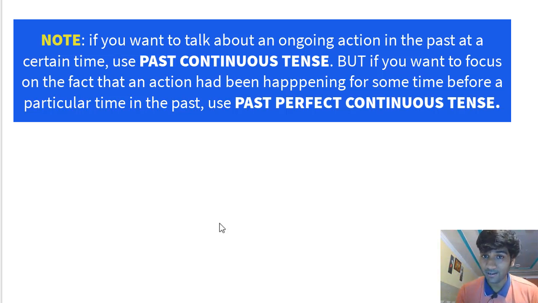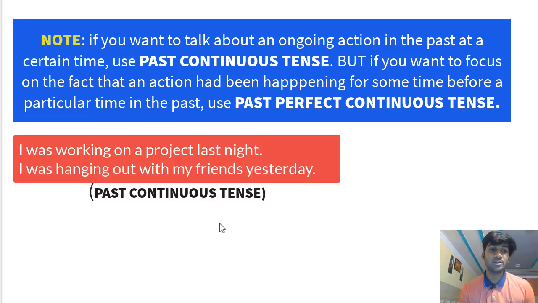Let me tell you again. If you simply wanted to talk about an action that was going on in the past at a particular point of time, use past continuous tense. I was working on a project last night. I was hanging out with my friends last night. If you simply want to talk about what was going on in the past at a particular point of time.